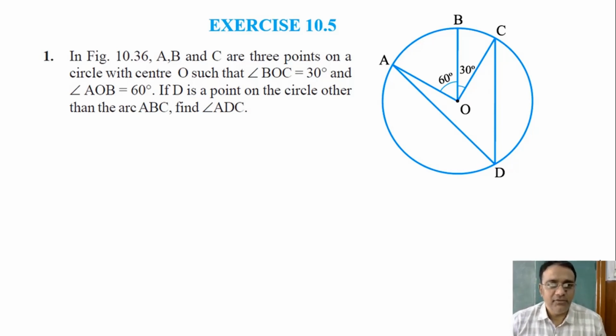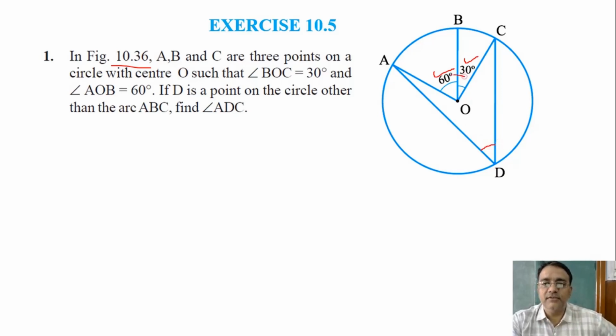Right. So first question, in figure 10.36, A, B, C are 3 points on the circle with center O, such that angle BOC is equal to 30 degrees, angle AOB is equal to 60 degrees. If D is a point on the circle other than the arc ABC, find angle ADC. This angle we have to find.